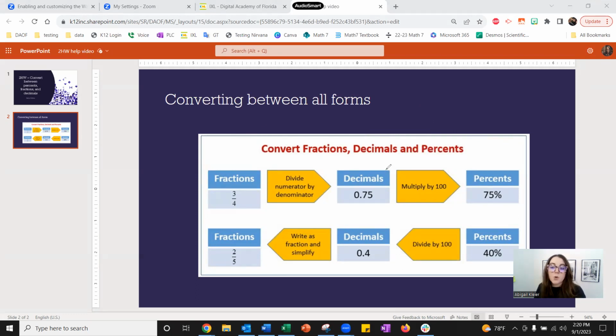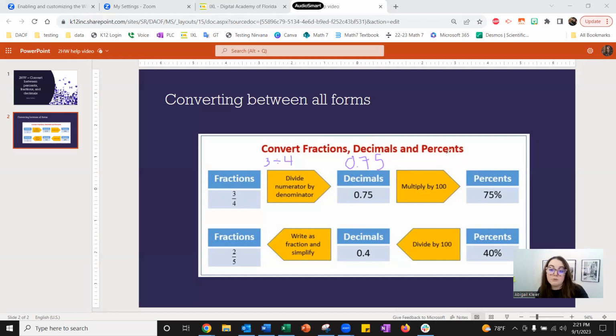Now let's just review quickly how to convert between the two. We'll start right here with fractions to decimals. In order to convert a fraction to a decimal, you're going to divide the numerator by the denominator. And of course, now that we can use a calculator on everything, that process is very, very simple. You just type it into your calculator, 3 divided by 4, and 3 divided by 4 equals 0.75. So that's a very, very quick conversion between fraction and decimal.